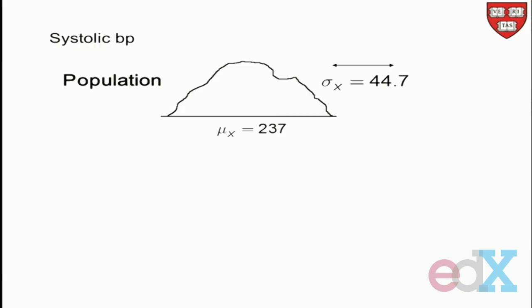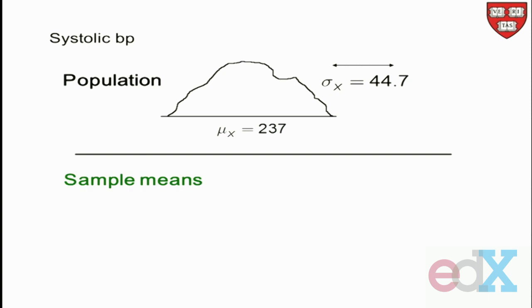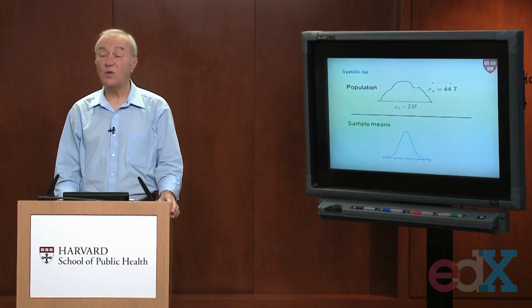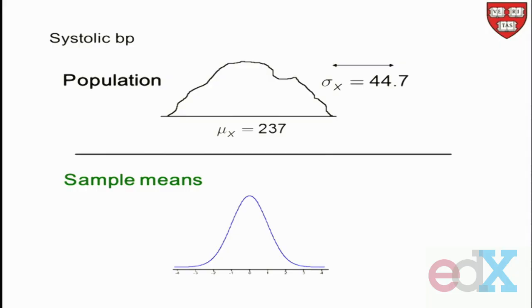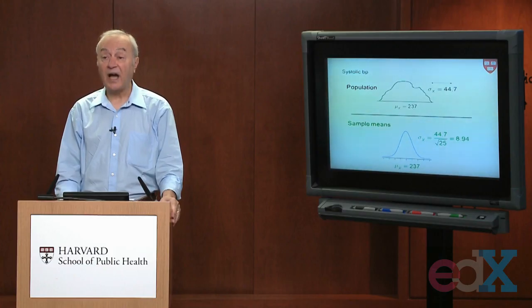Okay, so here we have it. We can use the central limit theorem because we've got a population with mean 237, standard deviation of 44.7, and we're going to take the sample mean. We know from the central limit theorem that if we do this repeatedly, those sample means will be distributed around a mean of 237 and a standard deviation of 44.7 divided by the square root of the sample size, which in this case gives us 8.94. So that allows us to answer the question of how often we see more than 260.